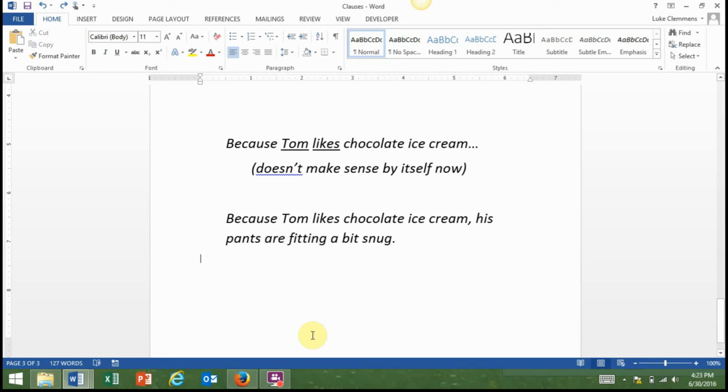So overall, I hope that makes sense. Those are the basic differences between independent and subordinate clauses.